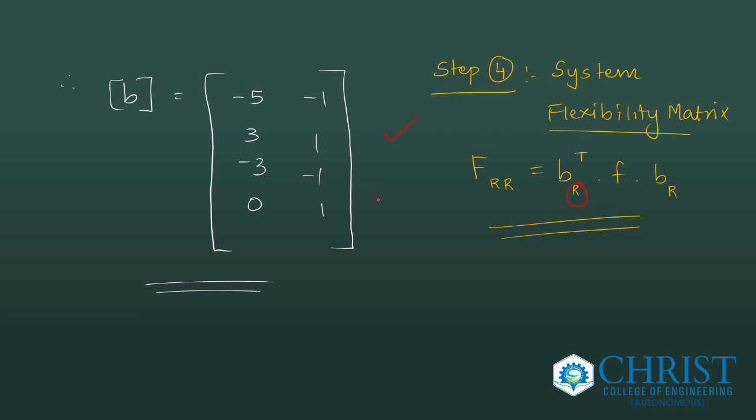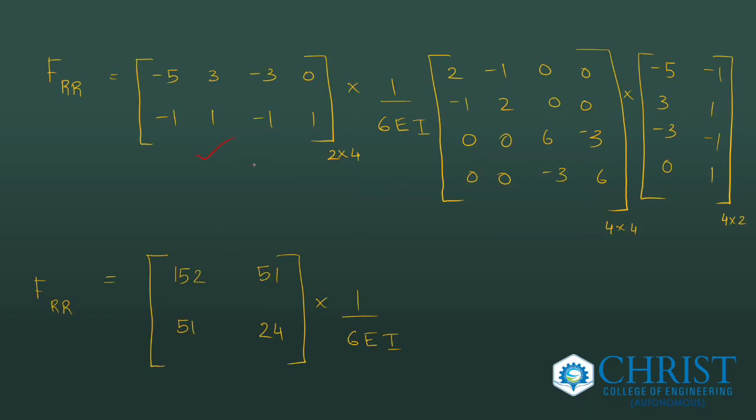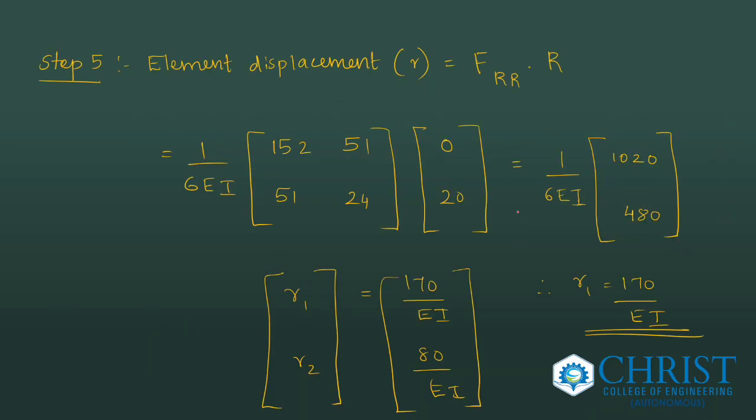So we got B, take its transpose, change its row and column. I get the B transpose into F matrix into B. Use calculator, directly substitute, and I will get FRR, that is the system flexibility matrix. Then element displacement is FRR dot load matrix R.